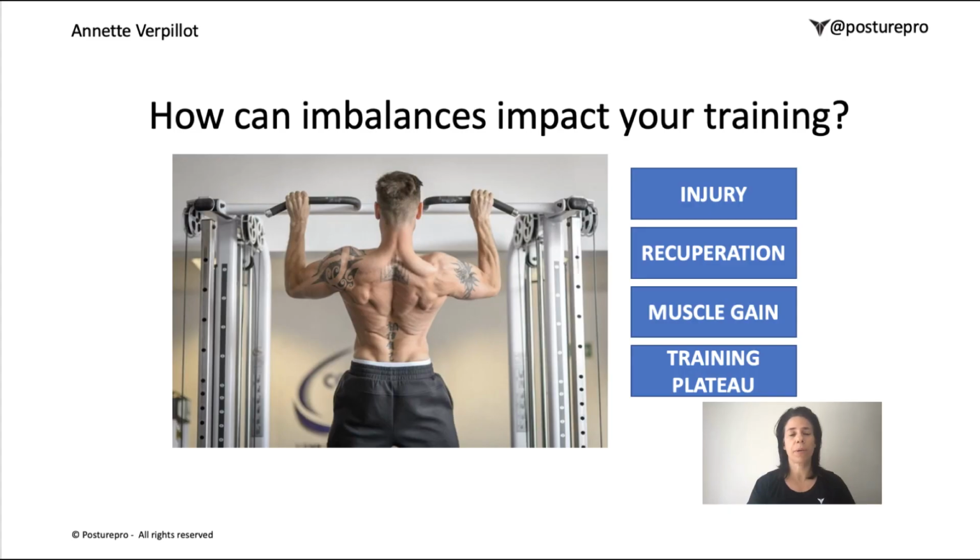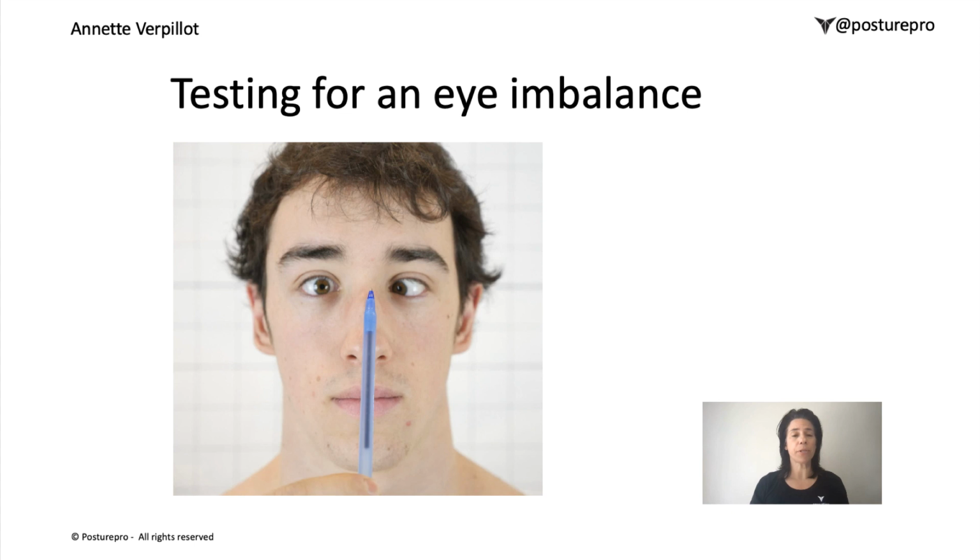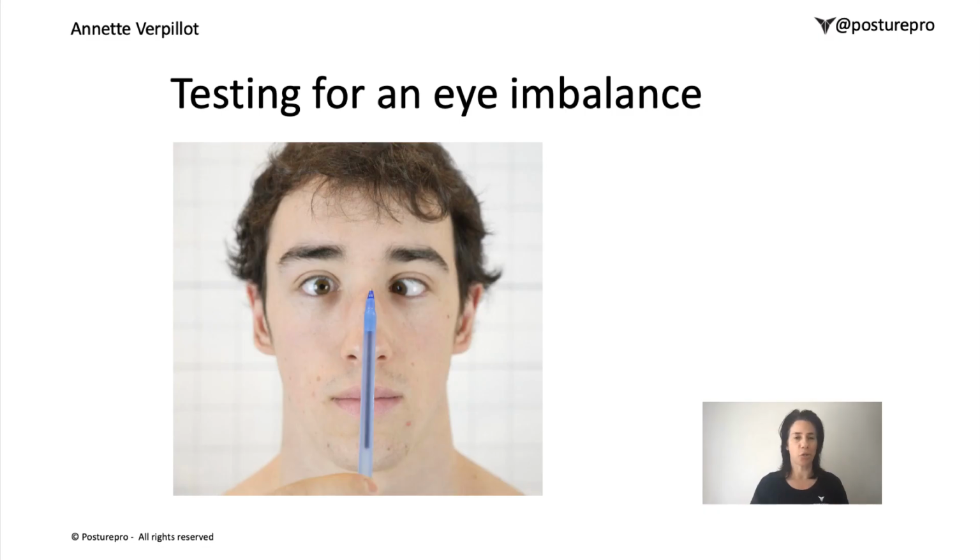So now that you have a better understanding of how an eye imbalance can affect your posture, your body, your longevity, your health, and your performance, let's take a look at how you can identify if there is an eye muscle imbalance. So it's going to be important that the person that you're testing is either sitting down or standing up in a comfortable, non-stressed situation.